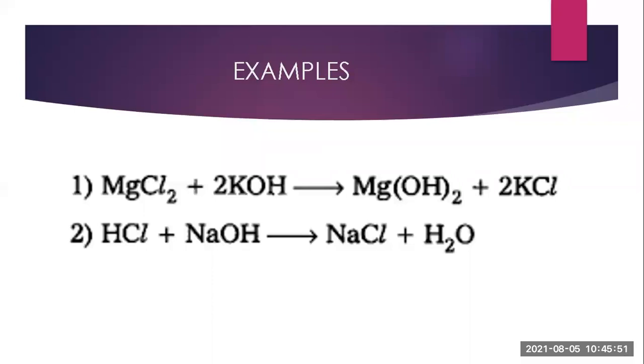But before that, we will recall a few of the points, and with the help of these examples, we will see which type of reaction this is. Now, just see the first reaction, MgCl2 plus 2KOH. Here we get the products Mg(OH)2 and KCl. So here magnesium chloride and potassium hydroxide give magnesium hydroxide and potassium chloride.